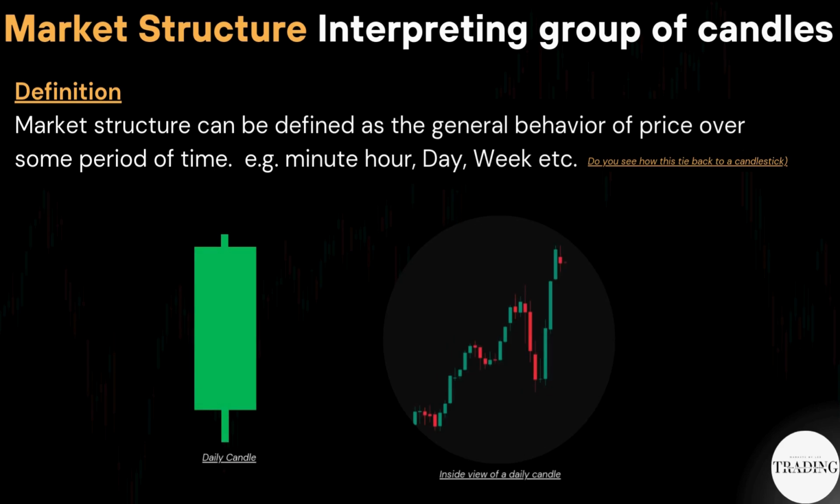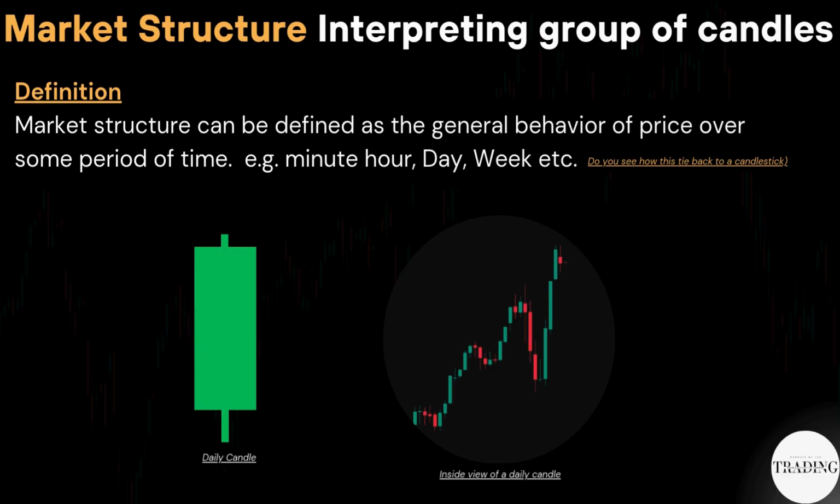By definition, market structure can be defined as the general behavior of price over a period of time. Now, you might be able to see how this relates to a candlestick. On the screen, you would have seen two visuals come up, one representing the familiar candlestick and the other an inside view of a daily candlestick. This second view is what market structure is really about, looking at the groups of candles that were formed.